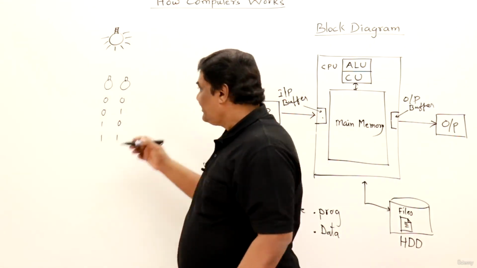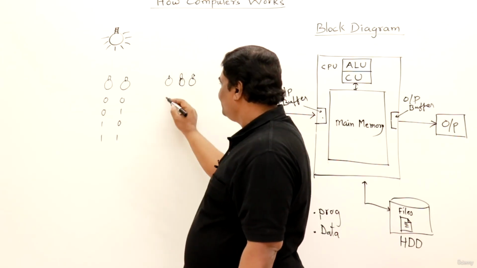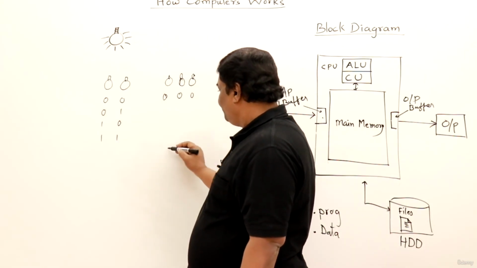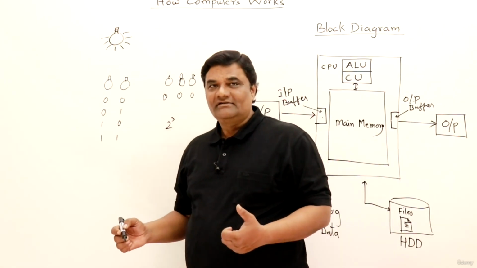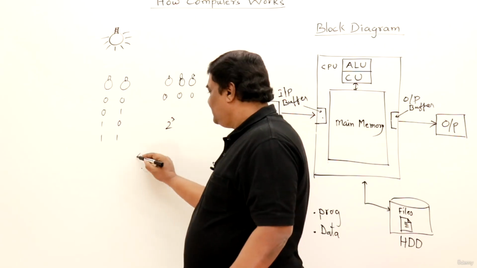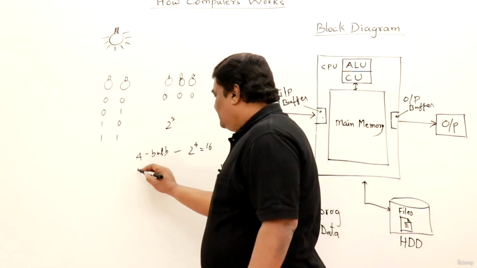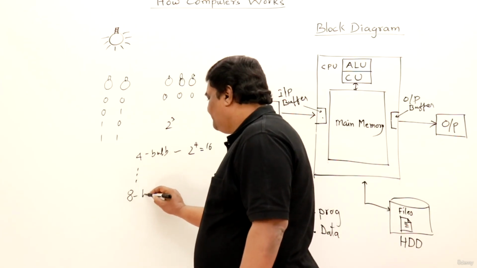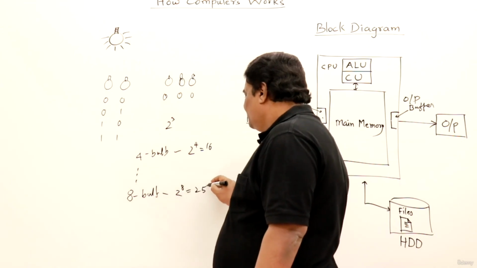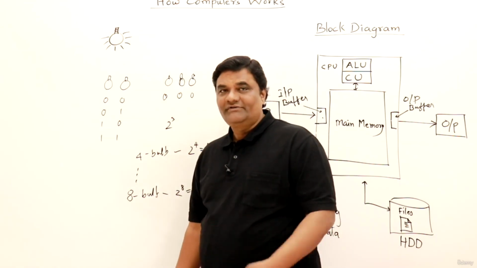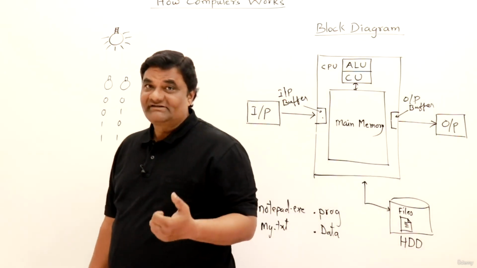So if there are three bulbs, then what? I'm just scribbling: 0, 0, 0. In total, how many possibilities are there? This is 2 power 3, so 8 possibilities. Right? So what about 4 bulbs? If you have 4 bulbs, this is 2 power 4, which is 16. And what if we have 8 bulbs? 8 bulbs will be 2 power 8, that is 256. So we can have 256 different commands, 256 different messages.